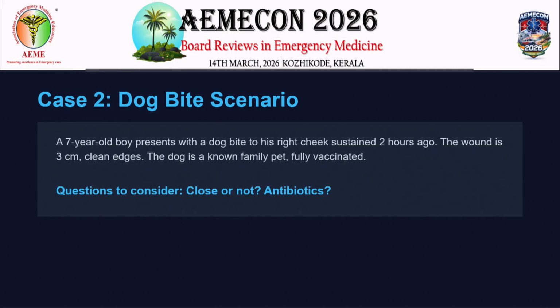So now we'll move forward to the second part of the review, which is more about mammalian bites. Suppose a 7-year-old boy presents with a dog bite to his right cheek, which was sustained 2 hours ago. The wound is 3 centimeters, it has clean edges, and the dog is a known family pet, which is fully vaccinated. So there are questions to consider: whether we should close this wound or not, whether antibiotics are required or not, whether any particular prophylaxis is required or not. Anybody would like to answer?